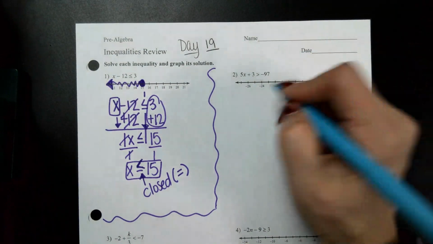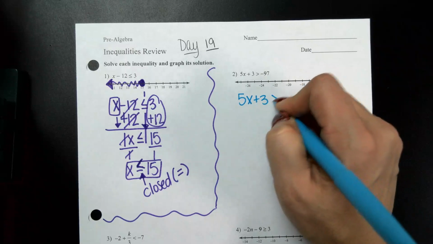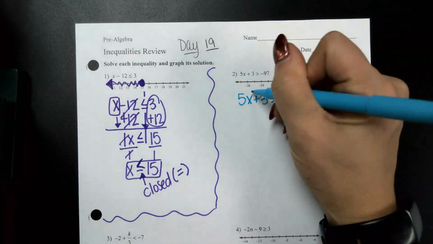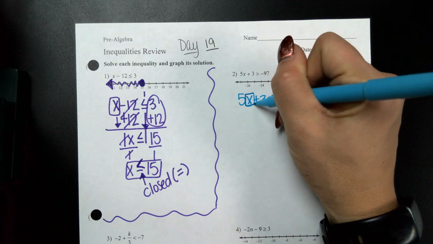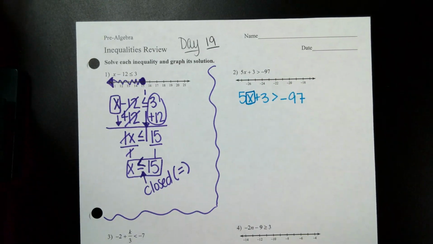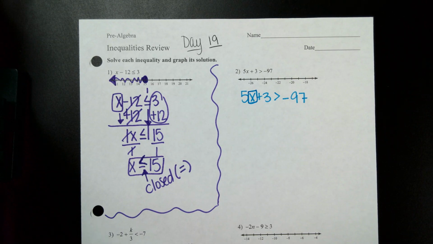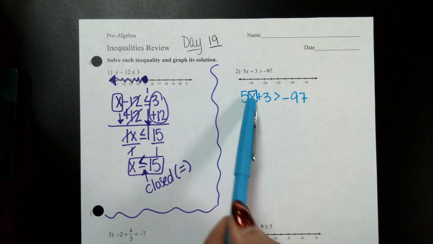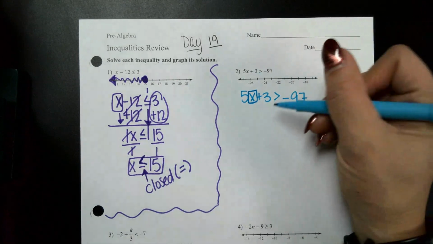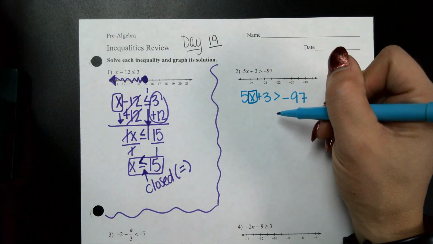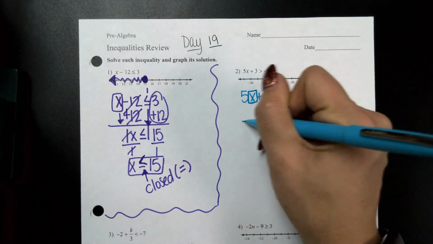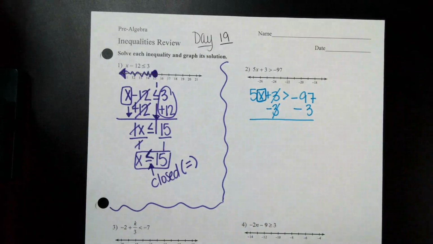Okay, problem number 2. Okay, so here's my letter. You don't want to do anything with that letter. If you see a plus or a minus, that's what you want to get rid of first. So I see a plus 3. What do we do? Subtract 3. On all your 2-step inequalities, most of the time you're adding or subtracting first. And then most of the time we finish with division.